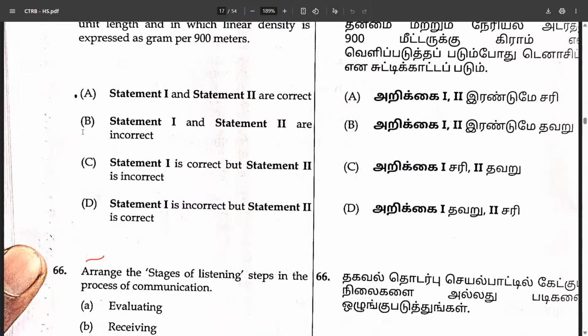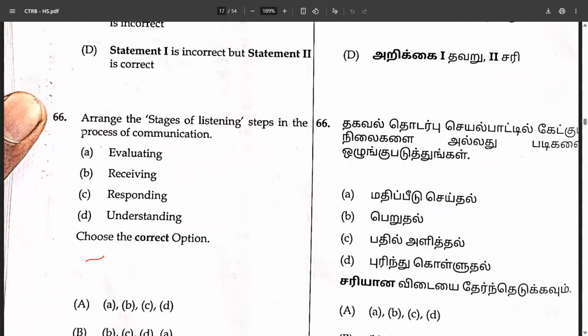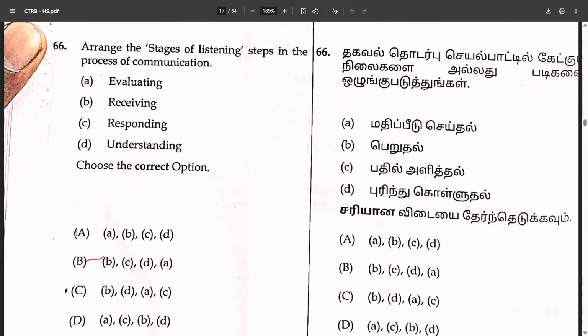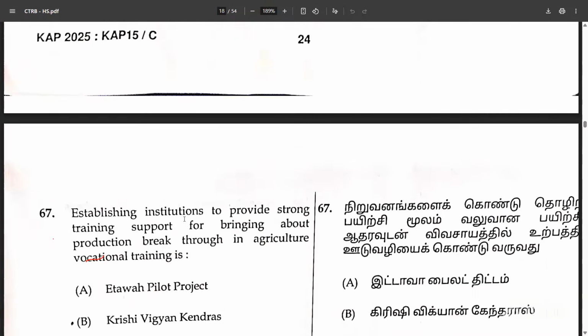Coming to 66th question, arrange the stages of the listening step in the process of communication. Second question from listening. They have asked you to arrange what is the good listening strategy, and now they are asking you to arrange it in communication. So options are evaluating, receiving, responding, understanding. So correct will be receiving first, then we'll understand the message, then we'll evaluate, and after that we'll respond. So C will be the right answer.